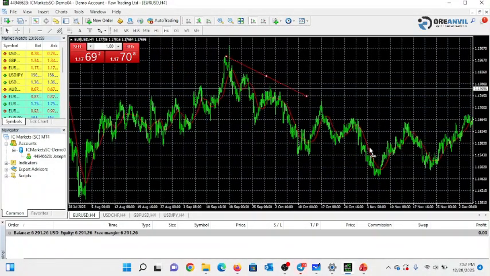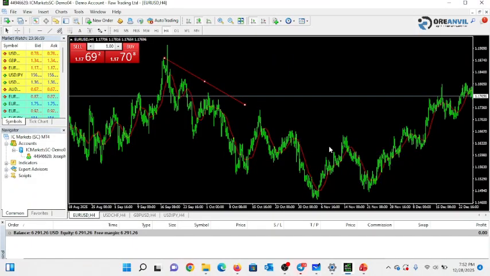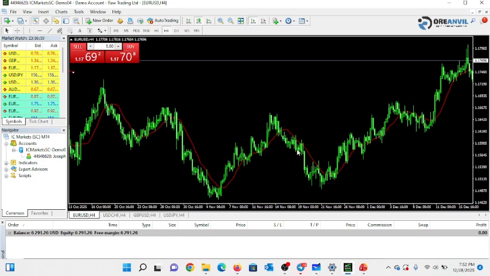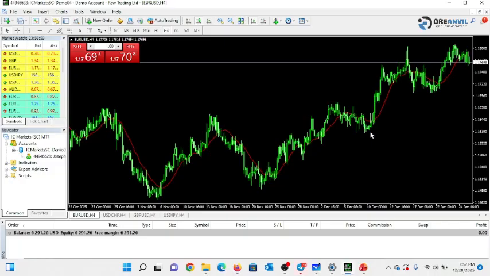I use a trend line. This is my MT4, so don't mind the way it looks. It's a new setup. All these are candlesticks. Don't worry about the color of the candle, it's just telling you the market is going up and the market is going down.